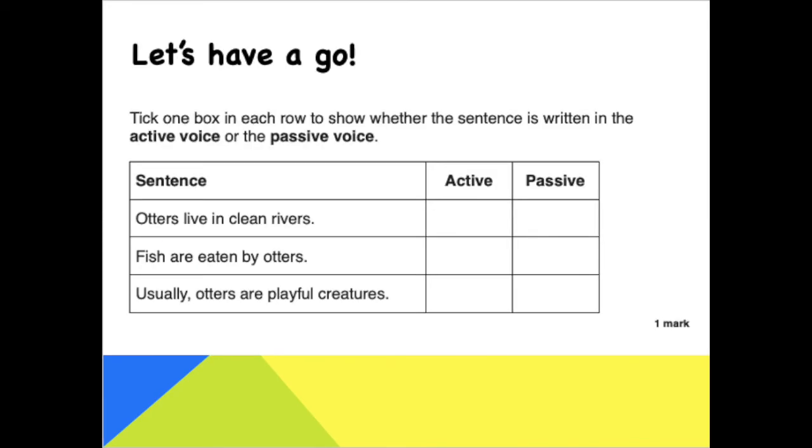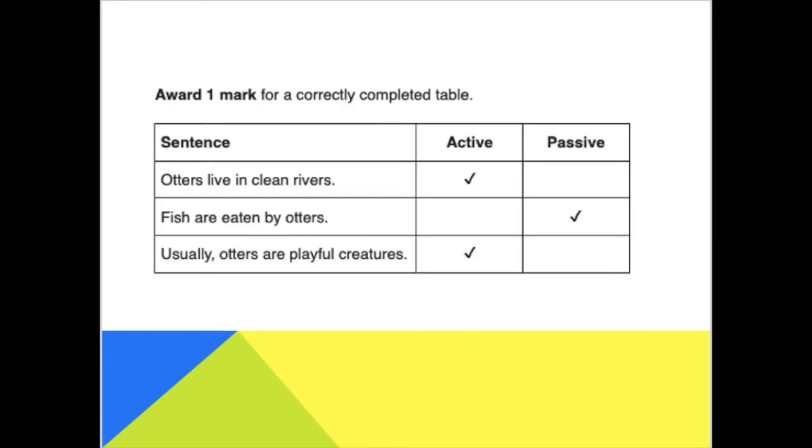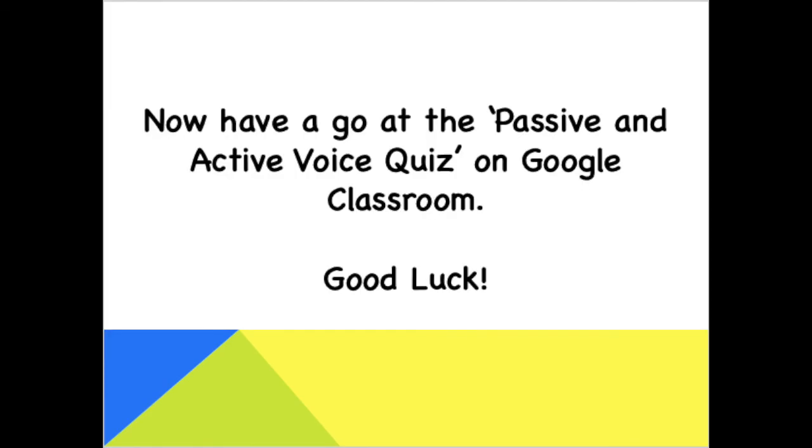Here's another sort of question that you might come across. Tick one box in each row to show whether the sentence is written in the active voice or the passive voice. Have a look, read the sentences and see if you can work out which is which. And there we go. Otters live in clean rivers. That's the active. Fish are eaten by otters. That's the passive. And usually otters are playful creatures. That's the active.